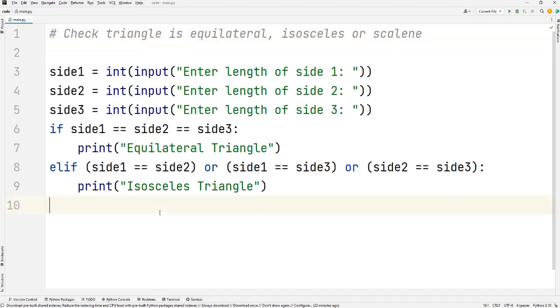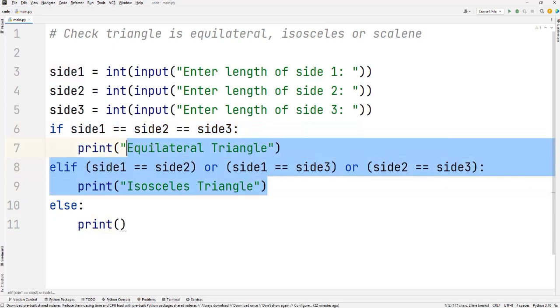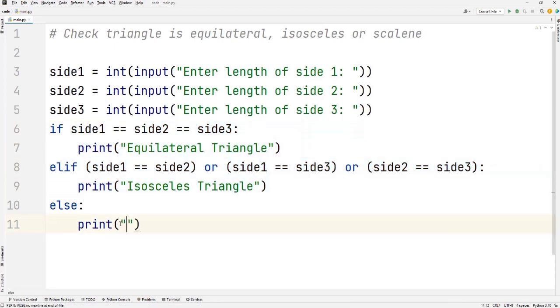And the last condition that we have is the scalene triangle. A scalene triangle is one where none of the sides are equal. So in the else part I just print that if none of the conditions are true, then it is going to print scalene triangle, right? So these three are the conditions.